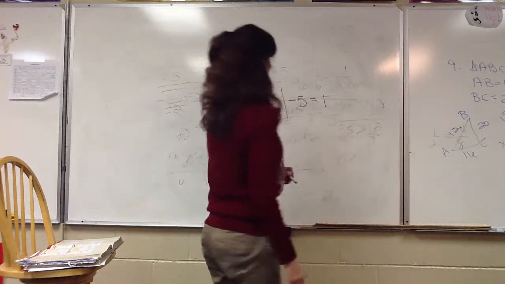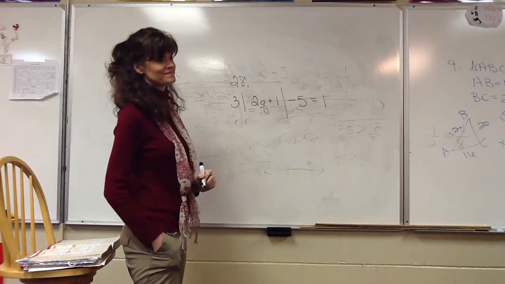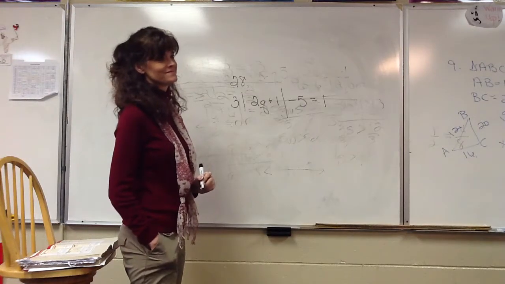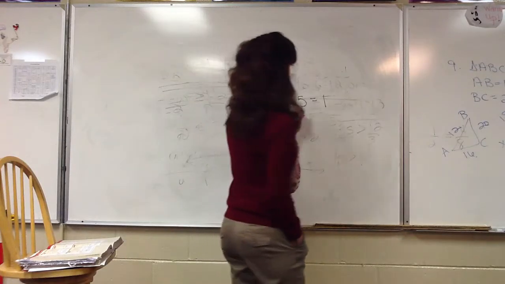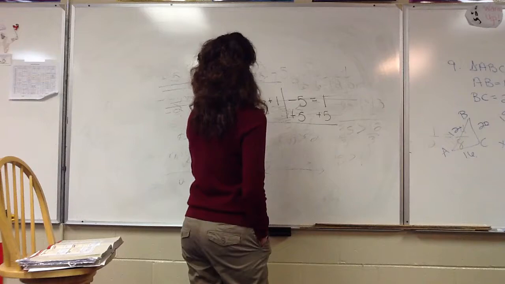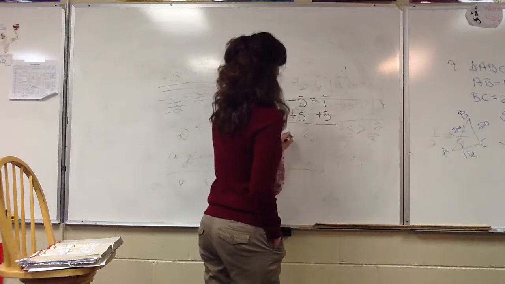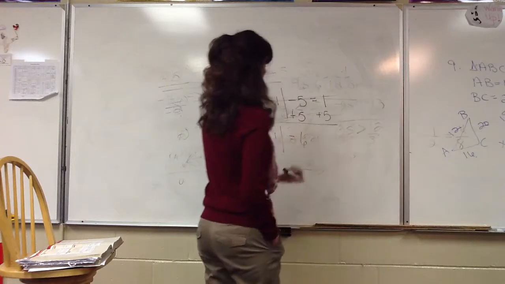All right, Drew, what am I going to do first? Add 5 to both sides. Good. Okay, so now we're going to bring down the 3, and then the absolute value of 2q plus 1 equals 1 plus 5, which is 6. Now what?